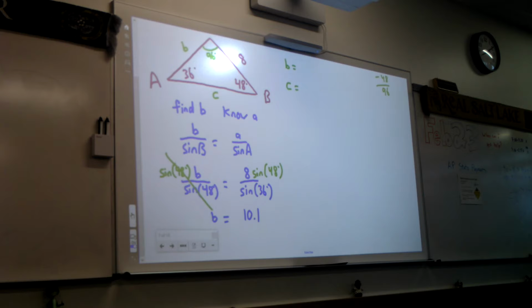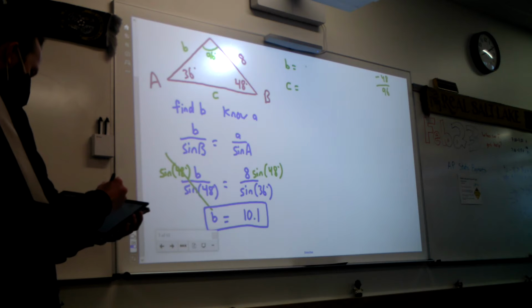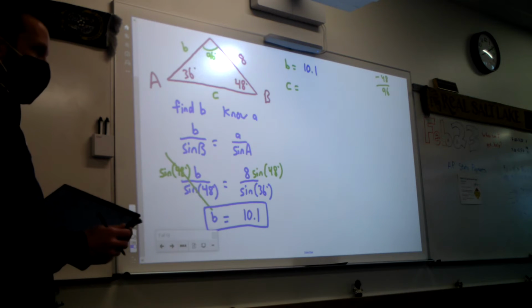Looking at our picture, would it make sense that if A is 36 degrees and A is 8, that B, which is a slightly bigger angle, would be about 10? Sure. Nice. That makes sense to me. All right. Now, are we solved? We got B is 10.1. What do we still need to find?